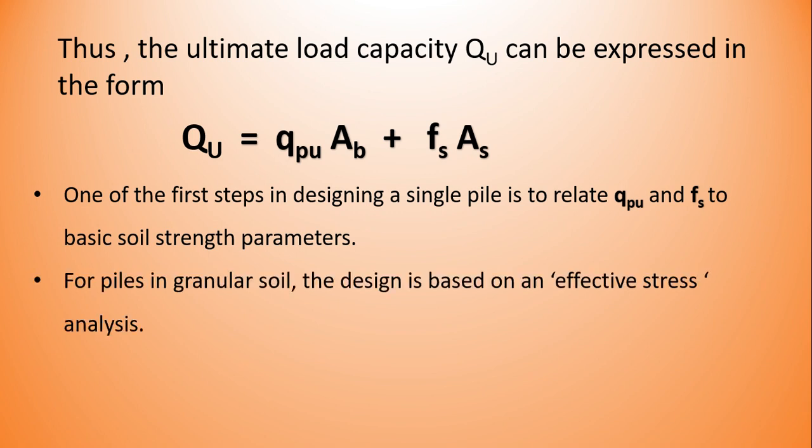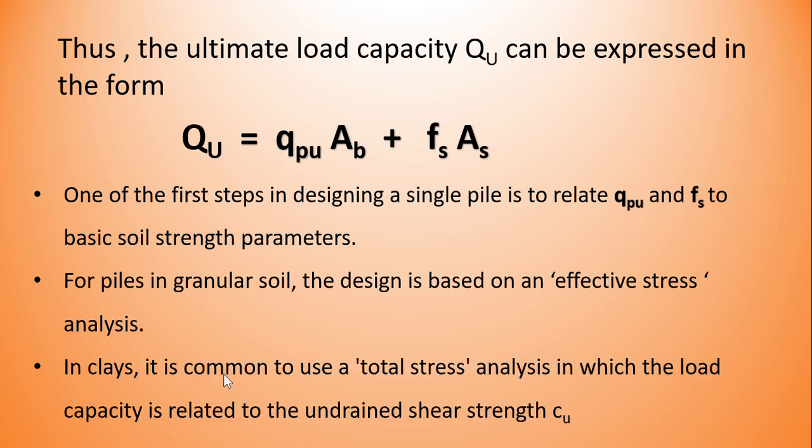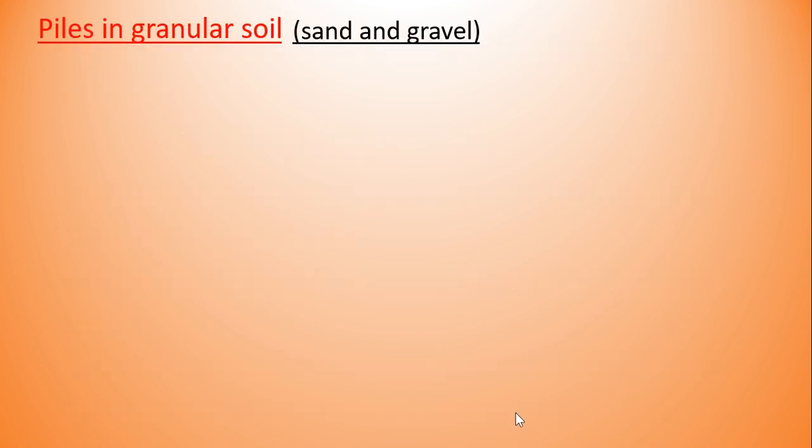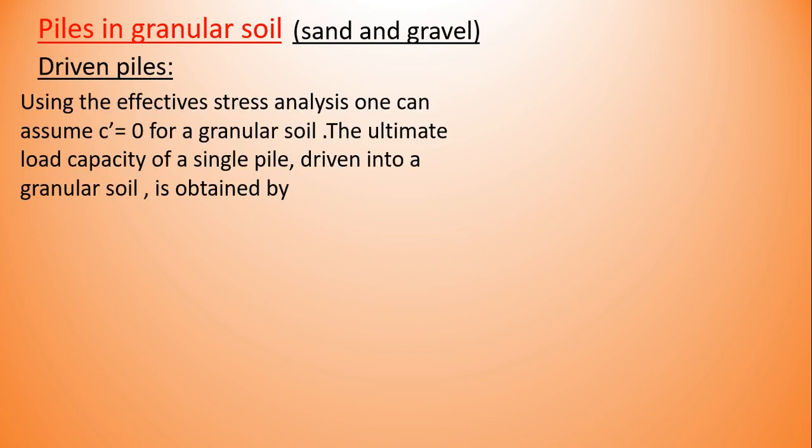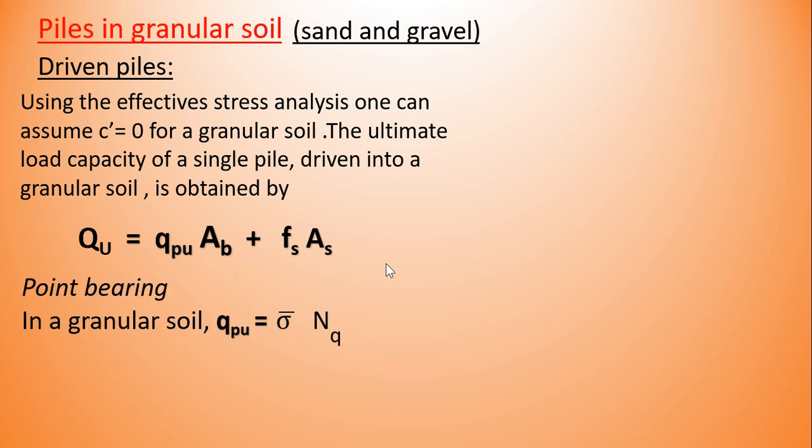For piles in granular soil, the design is based on an effective stress analysis, and in clays it is common to use a total stress analysis in which the load capacity is related to the undrained shear strength Cu. Piles in granular soil are in sand and gravel, driven piles. Using the effective stress analysis, one can assume effective cohesion is equal to 0 for a granular soil. The ultimate load capacity of a single pile driven into a granular soil is obtained by QU is equal to QPU AB plus Fs AS.